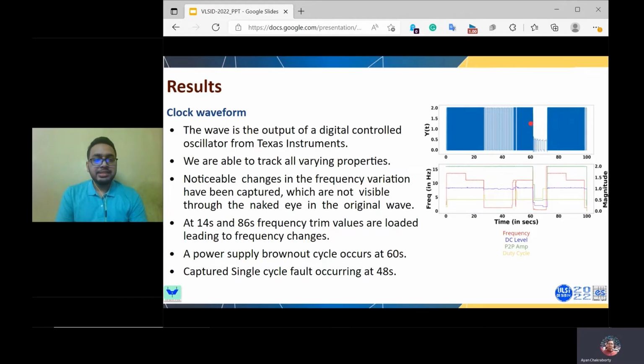We can also see the single cycle fault occurring at around 48 seconds, in which the frequency has decreased for just a single cycle. This is also captured by the sharp dip in frequency at this point. And at around 60 seconds, there is a brownout cycle in which both frequency and amplitude have decreased sharply, and both of these variations have also been captured by our algorithm.